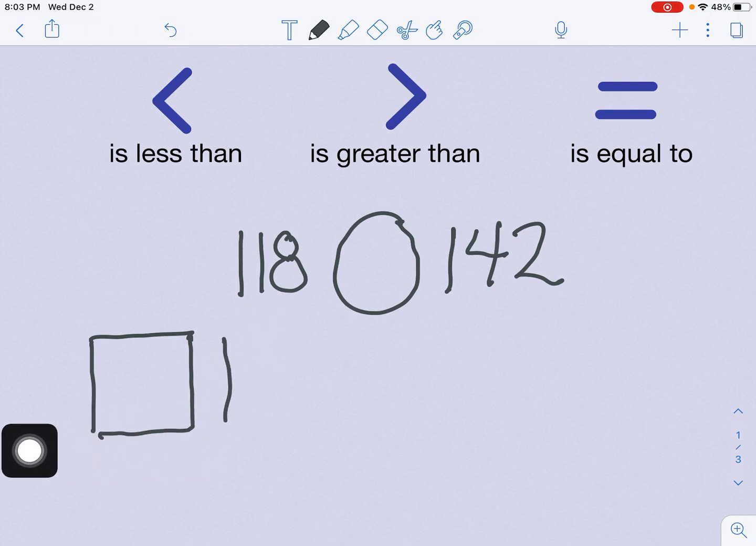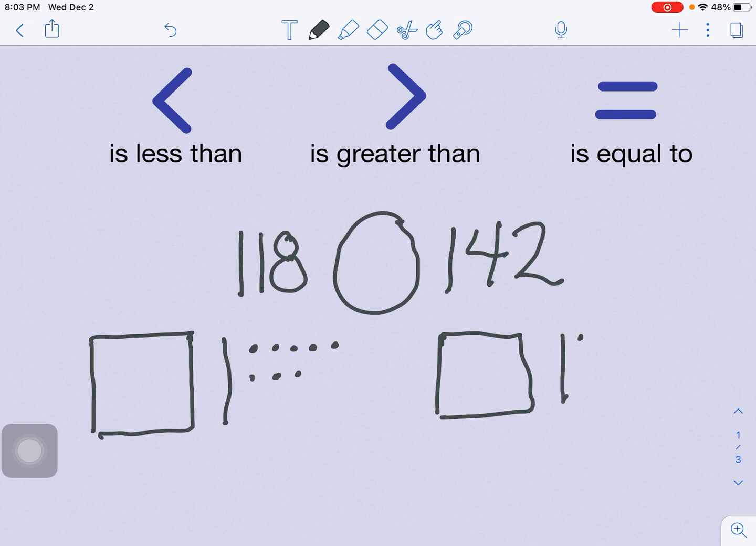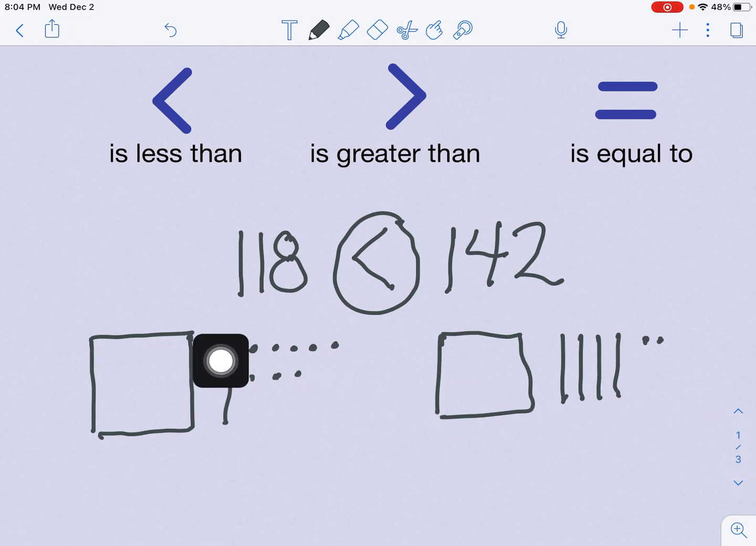We have our 100, our 110, 11, 12, 13, 14, 15, 16, 17, 18, our 100, 10, 20, 30, 40, 1, and 2. Like before, they both have a 100. So we have to look to the next position. In this one, we have 110. In this one, we have 4 tens. 4 tens is larger than 8 tens. So we are going to say 118 is less than 142.